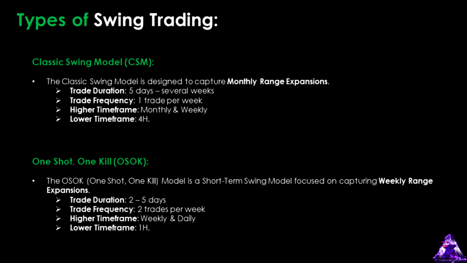When it comes to trade duration, positions in this model typically last anywhere from 5 days to several weeks, or even longer if the trend is strong or the market is consolidating. The classic swing model isn't about getting in and out quickly.